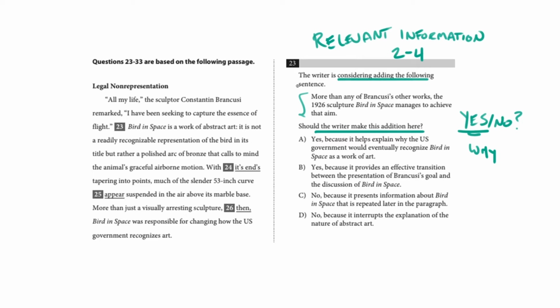So let's take a look at the immediate context for the question. "All my life," the sculptor Constantin Brancusi remarked, "I have been seeking to capture the essence of flight." And the sentence, whatever it is, would go in here. "Bird in Space is a work of abstract art. It is not a readily recognizable representation of the bird in its title, but rather a polished arc of bronze that calls to mind the animal's graceful airborne motion." All right, I'll stop there.